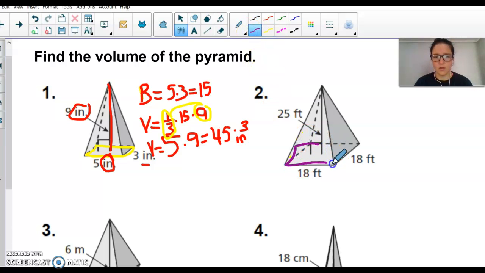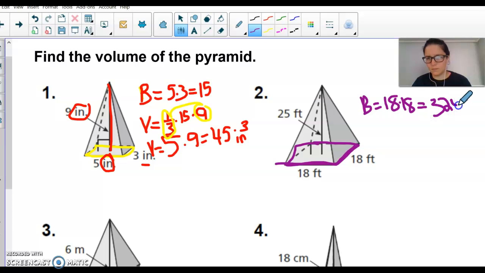So here, if I just draw this base right here, I know that this length is 18, this width is 18, so this is a square pyramid, square base. So I'm going to find the area of my base first, so that's 18 times 18. So 18 times 18, so that's 324. Okay, so once you have that, the volume of the pyramid is 1/3 times the area of the base, so times 324, times your height, and your height is 25.